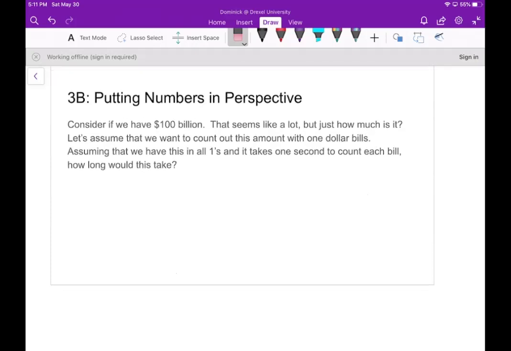Okay, now here's sort of a cool problem to do here. Let's consider if we have $100 billion, right? Now, of course, this is a lot of money, but we want to know just how much is it, all right? So let's assume that if we want to count this amount out with $1 bills, all right? So assume we have this in all ones and it takes 1 second to count each bill. How long would this take? Well, of course, it's going to take 100 billion seconds.